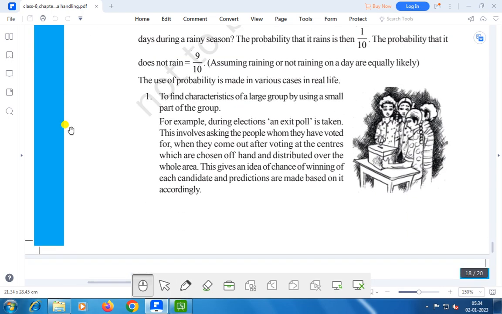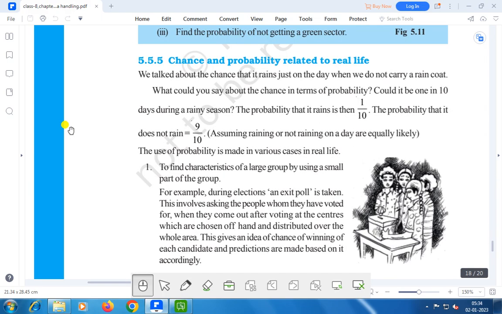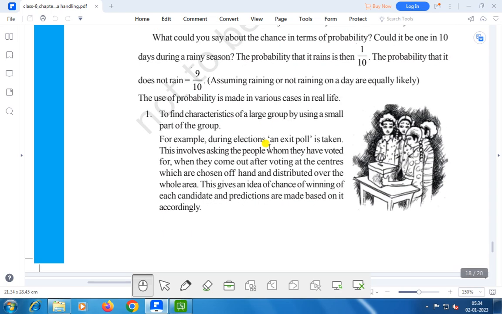Chance and probability related to life. We talked about the chance that it rains just on the day when we do not carry a raincoat. What would you say about the chance in terms of probability? It could be 1 in 10 days during the rainy season. The probability that it rains is 1 by 10. The probability that it does not rain is 9 by 10. Assuming raining or not raining on a day are equally likely.